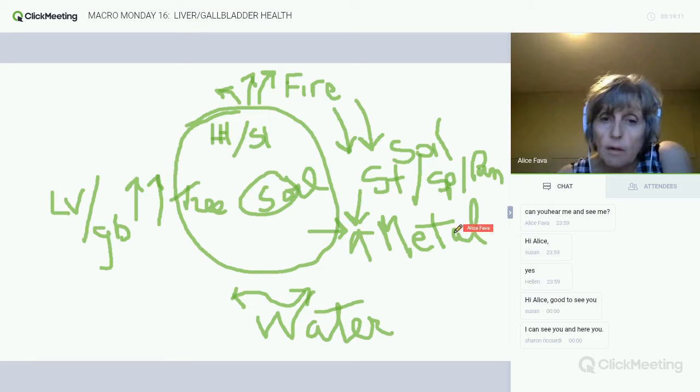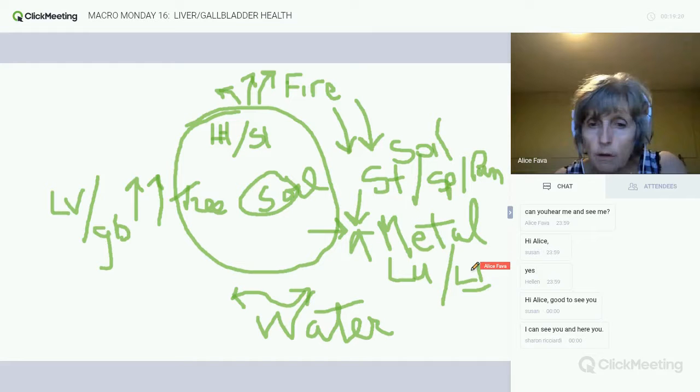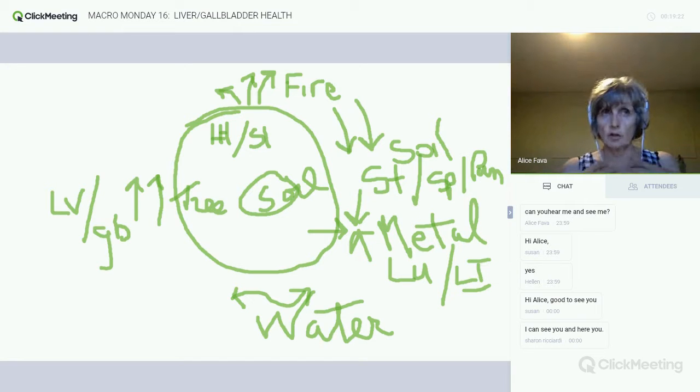Okay, next. Metal is the lung and large intestine. So the lungs are at the top of your body. They're on both sides, obviously. And the small intestine exits into the large intestine. So the large intestine ascends on the right side of the body. Then there's a transverse colon that goes across from the right side to the left side of the body. And then on the left side, the large intestine goes down, the descending colon.